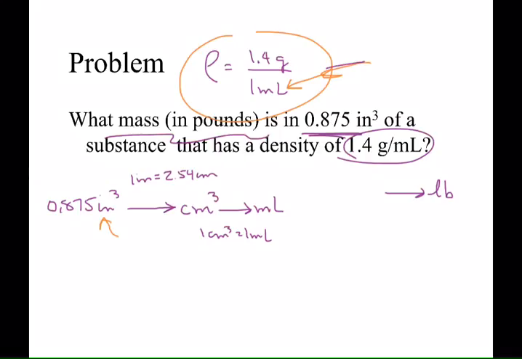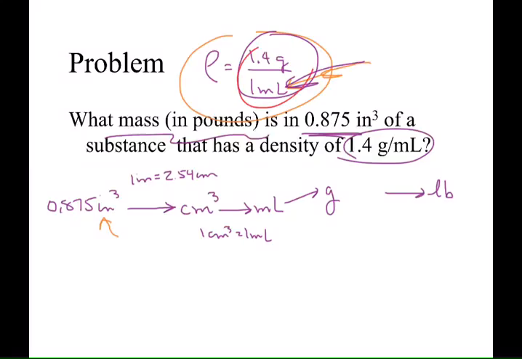Then finally, once I have it in milliliters, I can go ahead and use this relationship to get to grams. Notice I can go from milliliters to grams. I'm going to kind of run out of room. Maybe not. Go from milliliters to grams using the density. I'm going to go ahead and flatten it out. This density up here means that for this particular material, 1.4 grams is equal to 1 milliliter. And that will get me from milliliters to grams. I can totally do that.